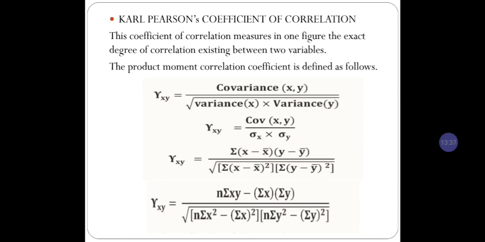The fourth formula for finding R is sigma xy minus sigma x into sigma y, divided by the whole root of n sigma x square minus sigma x the whole square, into n sigma y square minus sigma y the whole square. In this case, when n and the x square values are given, we will use the fourth formula. While doing problems I have explained in detail, so follow the videos.